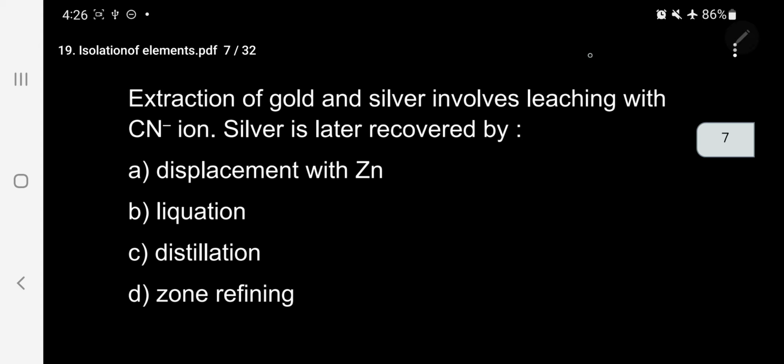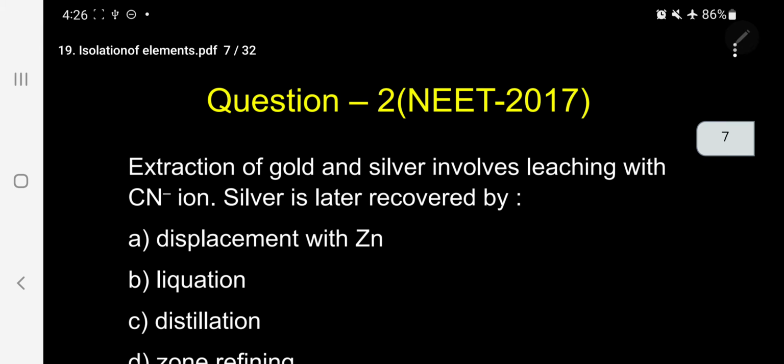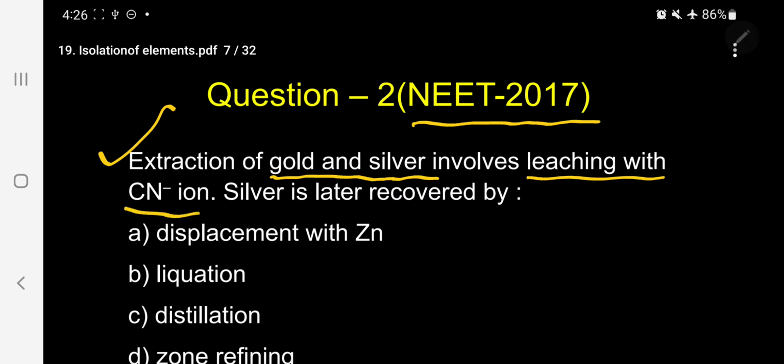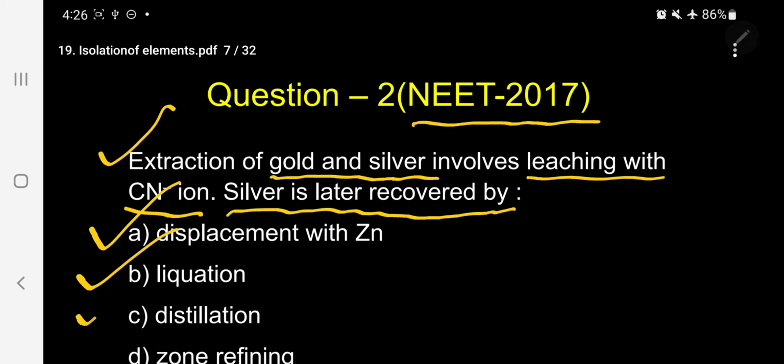Next one. Question number 2. This question was asked in NEET 2017. Let me read the question. Extraction of gold and silver involves leaching with cyanide ion. Silver is later recovered by: A, displacement with zinc; B, liquefaction; C, distillation; D, zone refining. So what is the correct answer?